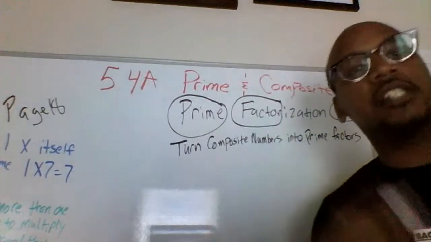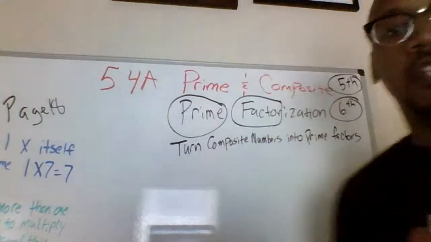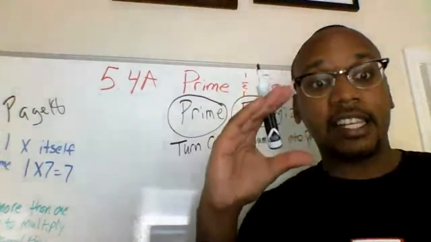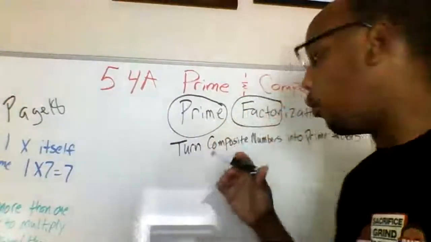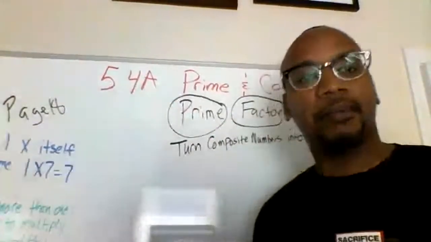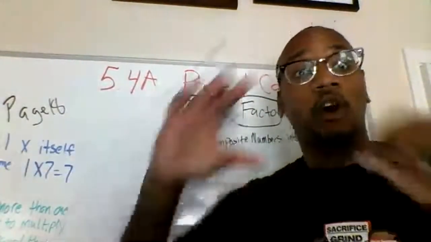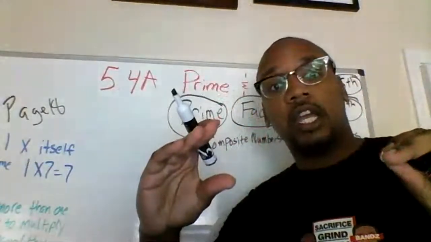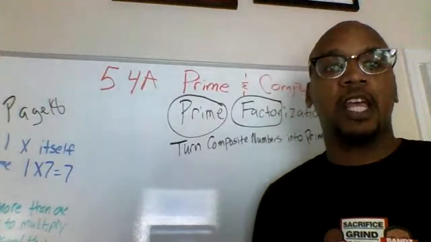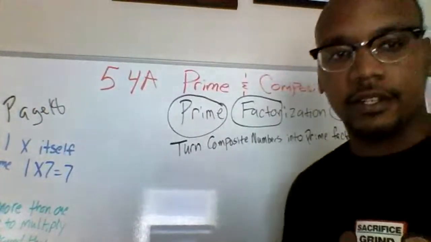Remember, a factor is numbers you can multiply. So, Mr. T, what do you mean? I'm going to take the composite numbers and I'm going to figure out what prime factors can I multiply to get that composite. Basically, I'm just going to break it down into multiplying only prime numbers. That's it.